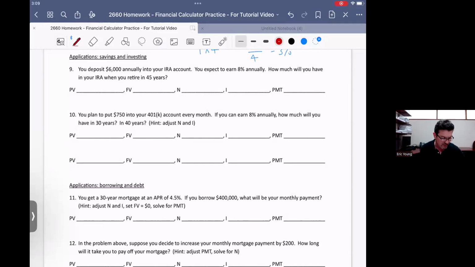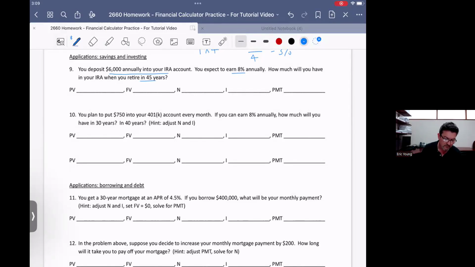So let's say that you deposit $6,000 annually into your Roth IRA. You expect to earn 8% average return. You want to retire in 45 years. When you're old and gray and angry, how much money will you have to ease your conscience and your soul in your account? What will, in other words, $6,000 put in an account every year, what will that grow to given 45 years and 8%?